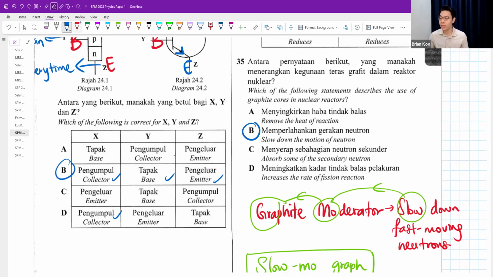To absorb neutrons, this is the job of a control rod. Okay, to increase rate of fission, this one is not right because the moderator and the control rod's job is to control the rate of reaction. To remove heat of reaction is also wrong. Yeah, the answer is B. 35 is B.